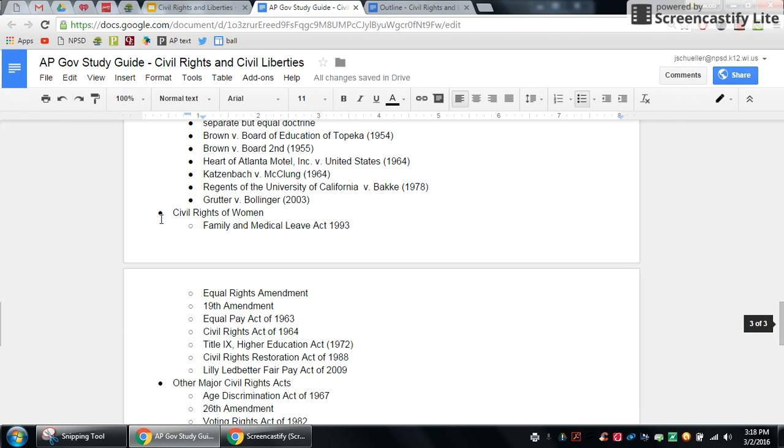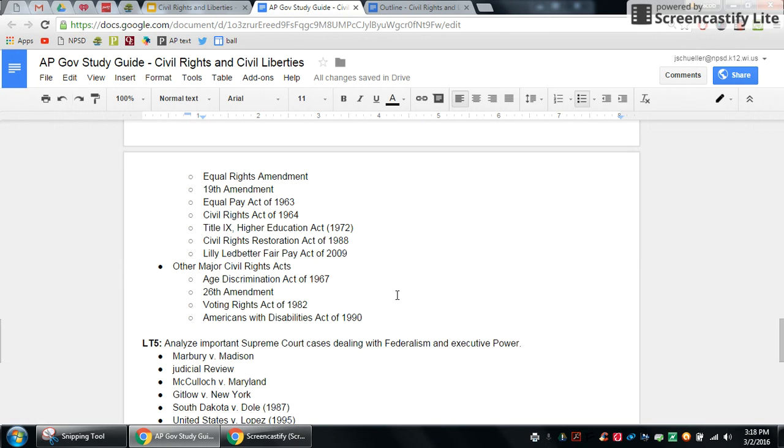Then we'll move on to a little bit about civil rights of women, mostly just acts there, not a lot of Supreme Court cases. And then we'll talk about a few other major civil rights acts, like age when it comes to voting. You should know this one, right? And this act right here. And then a little bit of disabilities as well.